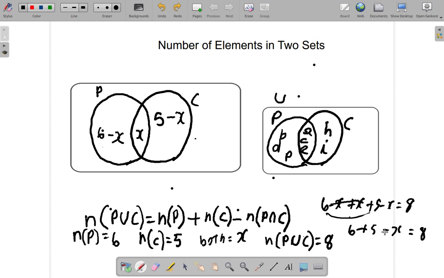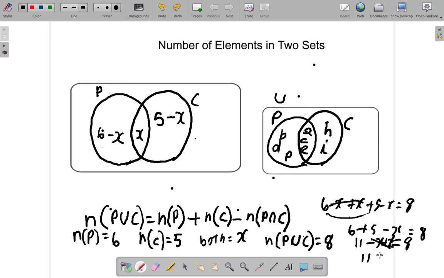What you want are numbers only on one side. Let's put the 6 and 5 together here. 6 and 5, 11 minus x is equal to 8. Put the x on one side only and the numbers on the other side only. To get rid of x here, you plus x. So negative x plus itself, and it's gone.